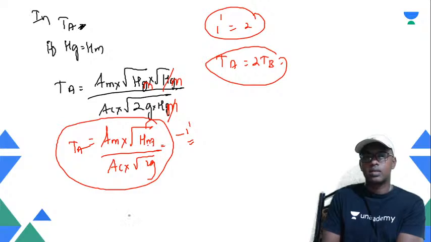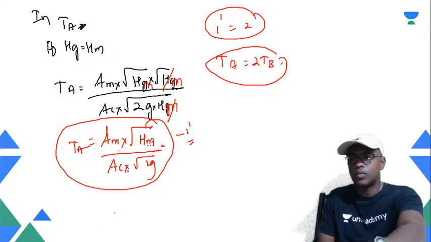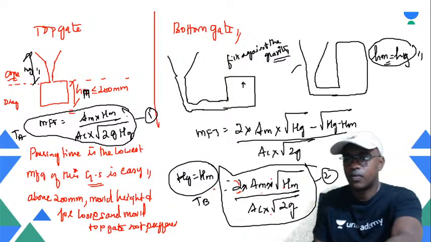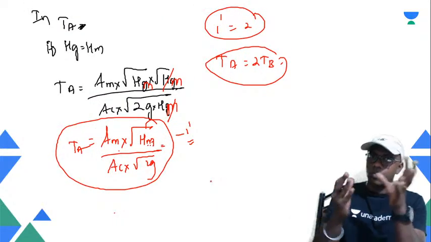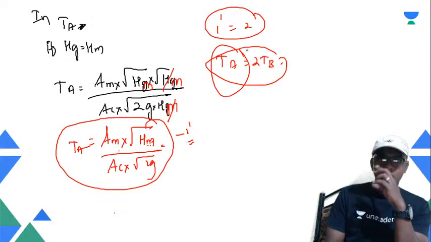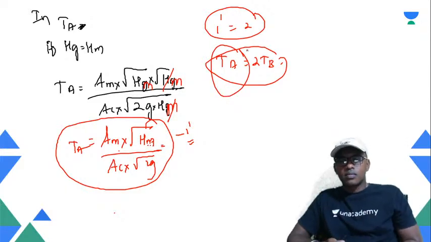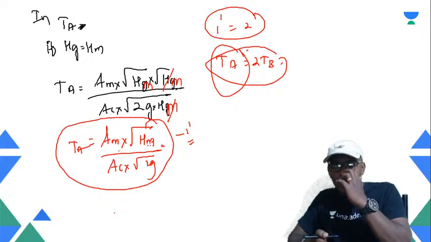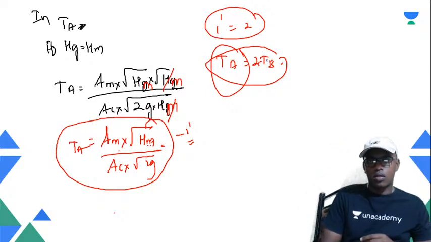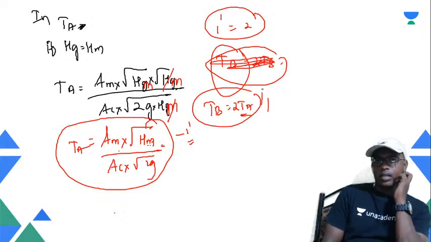Just see this. Here you have AM into root over HM, no? Here you will get AM into root over HM AC into 2 times. So it is 2 times of. So what is the conclusion? The mold filling time of A is... you can see TA will be equal to, sorry, TB is equal to 2 times of TA, you have to write. Correct? This is the right term.